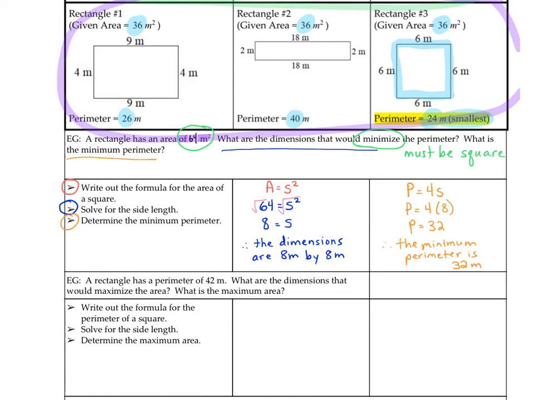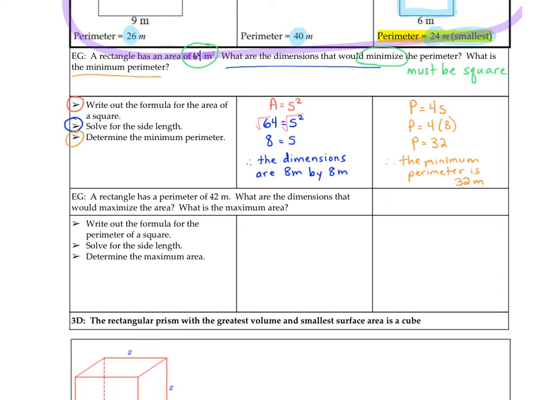So that's if you are given the area and you want to find the minimum perimeter. The other type of example is that you could be given the perimeter. So here we have a rectangle with a perimeter of 42 meters. We want to find the dimensions that would maximize the area. As soon as you see the word maximize or minimize or greatest or least, it has to be a square.